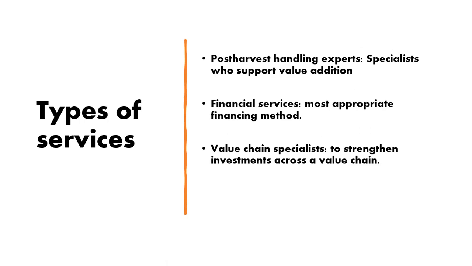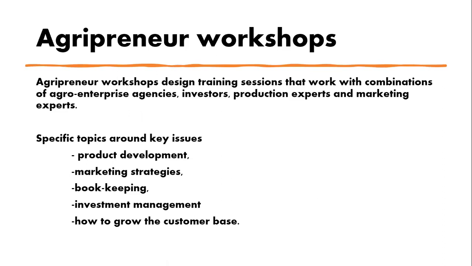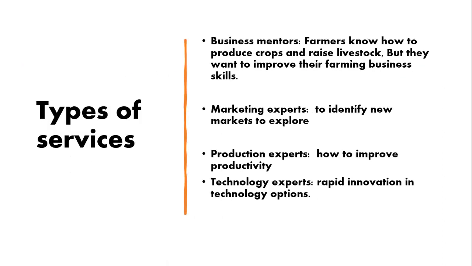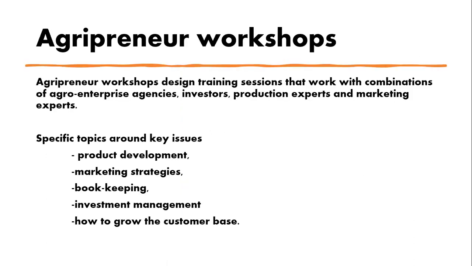How to go to the next step in the value chain. How a farmer becomes a producer, how a farmer becomes a collector, how a farmer becomes a processor, right? How a farmer becomes a value adder. Like that, how to go through the value chain. So therefore, that farmer needs a value chain specialist. So these are the types of services required by the extraordinary farmers.